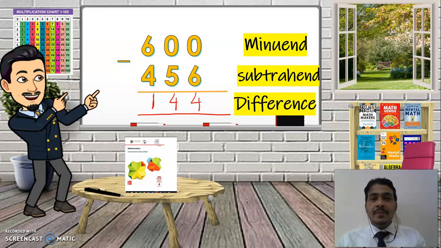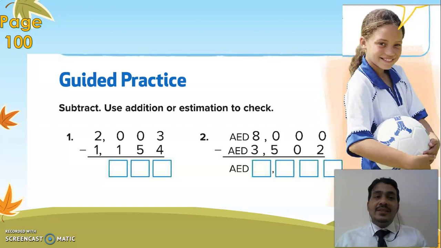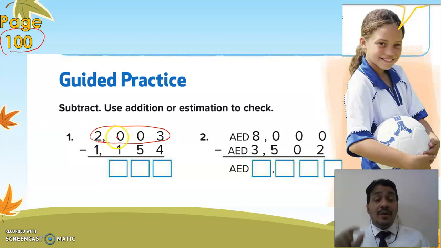Okay? Good. Let's see some more examples from your book. This is from your book, page 100. There are some examples, but they are simple examples. Once you understand the idea, everything is simple. Let's do this. So you have this big number, which is called minuend. And then you have to subtract this number, which is called subtrahend. Okay?